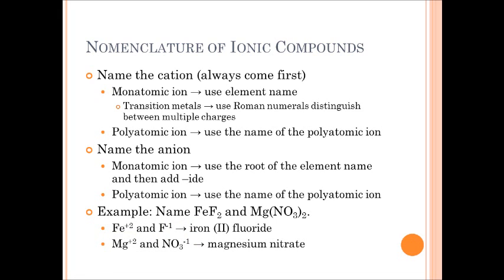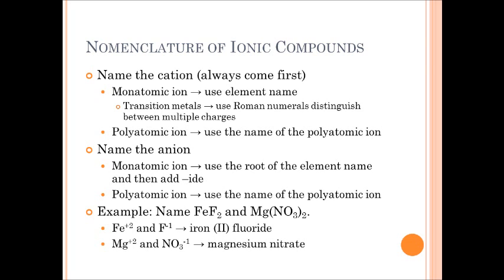Then we can also name them. So here's how you name them. You always name the cation first. If it's a monatomic ion, you use the element's name. The only thing that changes is if it's a transition metal. The charge has to be written as Roman numerals to distinguish what the charge for that atom is. If it's a polyatomic ion, you just use the name of the polyatomic ion. So you name the cation first, then you name the anion.